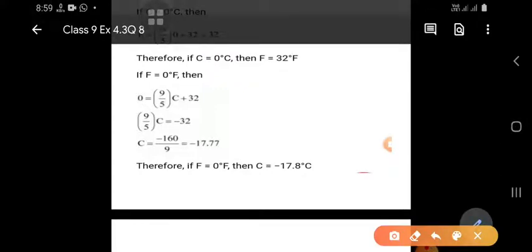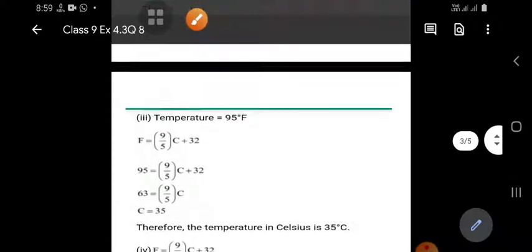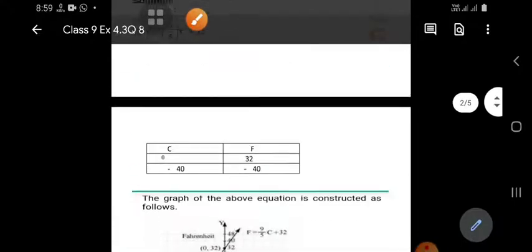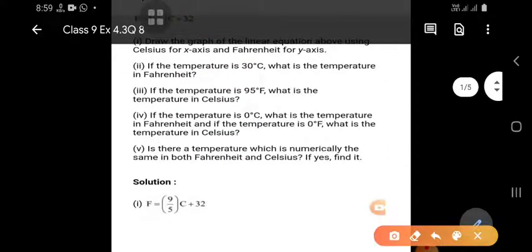It means if Fahrenheit is 0 degree, then the value of C is equal to 17.8 degree. 7 is more than 0.5, so it is rounded to 8 degree. Means minus 17.8 degree Celsius. Okay, this is the fourth part complete. Now we see the fifth part.